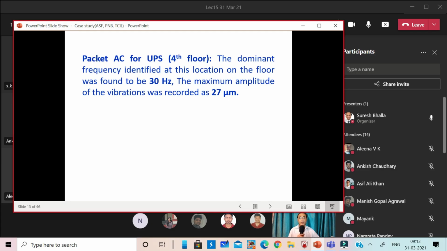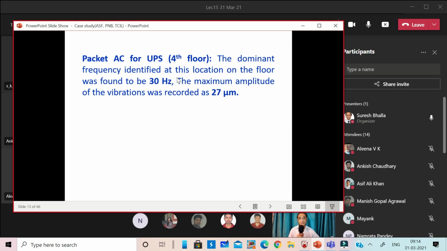Now at some places, the frequency was different, because those machines were operating at different frequencies, like the packaged air conditioning unit for the UPS, and there we measured the dominant frequency as 30 Hertz, and the amplitude was recorded as 27 microns. Now this frequency is higher than 13 Hertz.